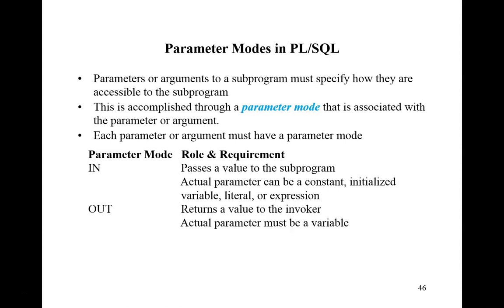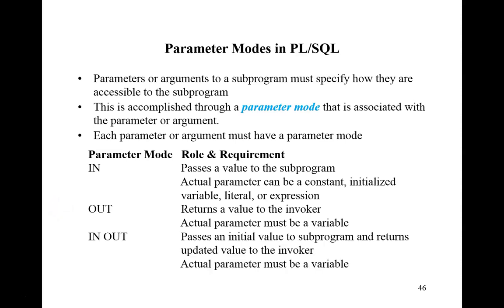Out as a parameter mode requires that we use a variable. This is because out goes in the opposite direction. This is a way for the subprogram to return a value to the invoker. So there will be assigning a value, therefore this must be a variable.